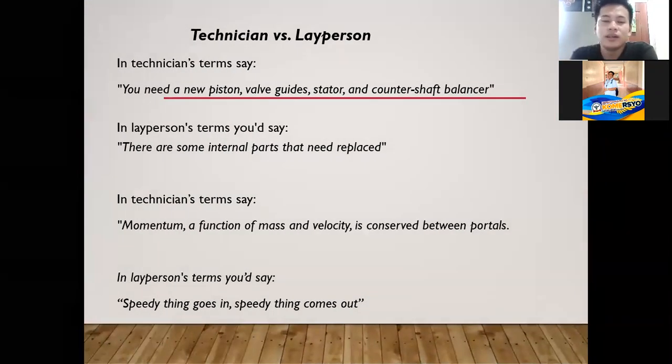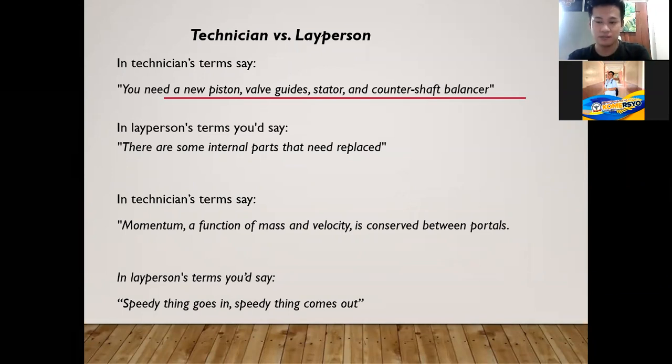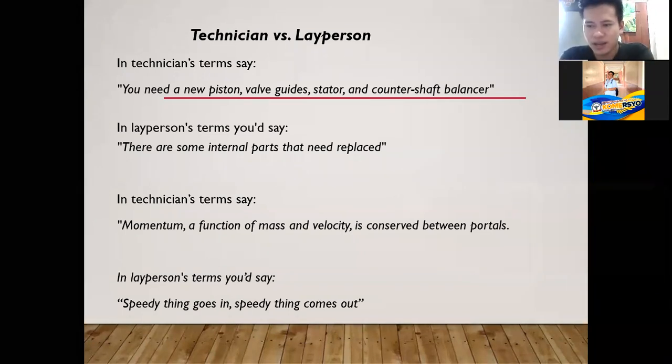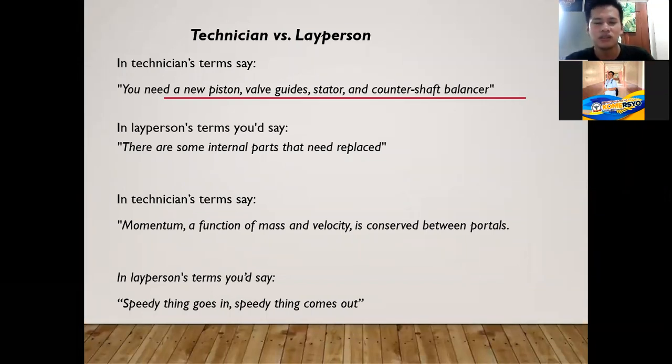So that's it, no? Now let's talk about technician versus layperson. In technician's terms, say you need a new piston, valve guides, stator, and counter shaft balancer. Here you can explain to a layperson, who won't understand valves, in our own way of giving the message: there are some internal parts that need to be replaced. By that, the layperson will understand that something is broken and needs to be bought.